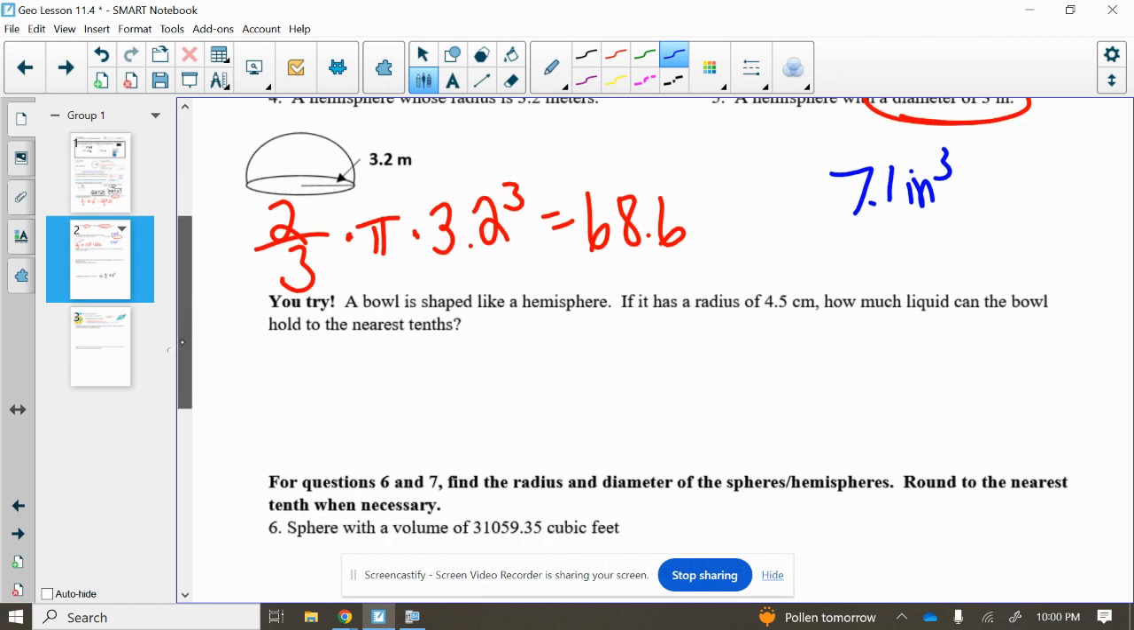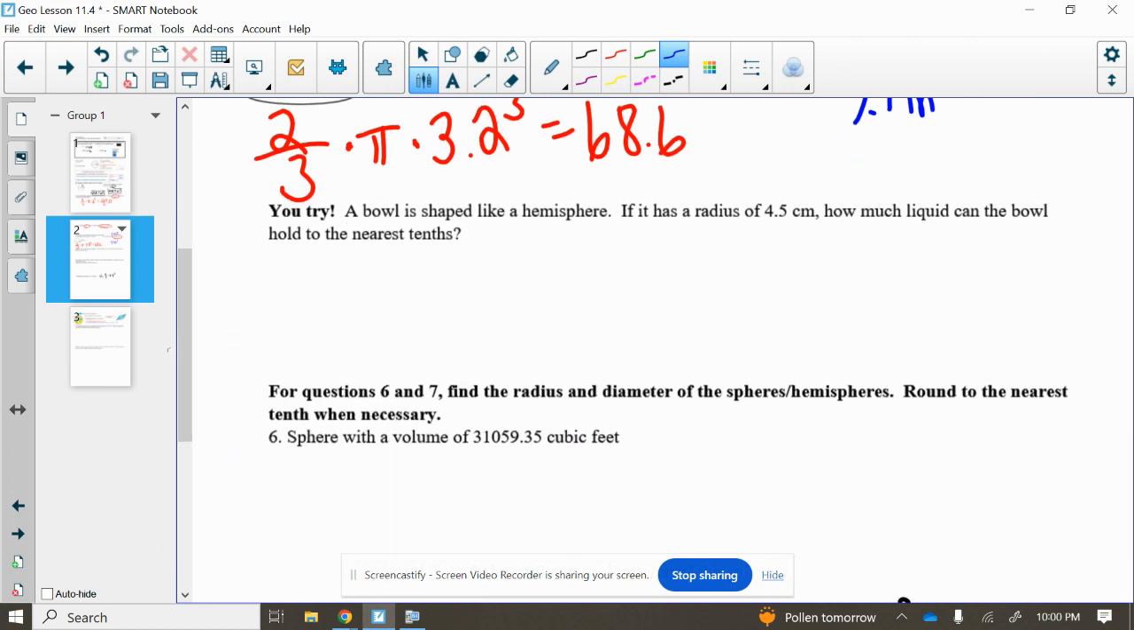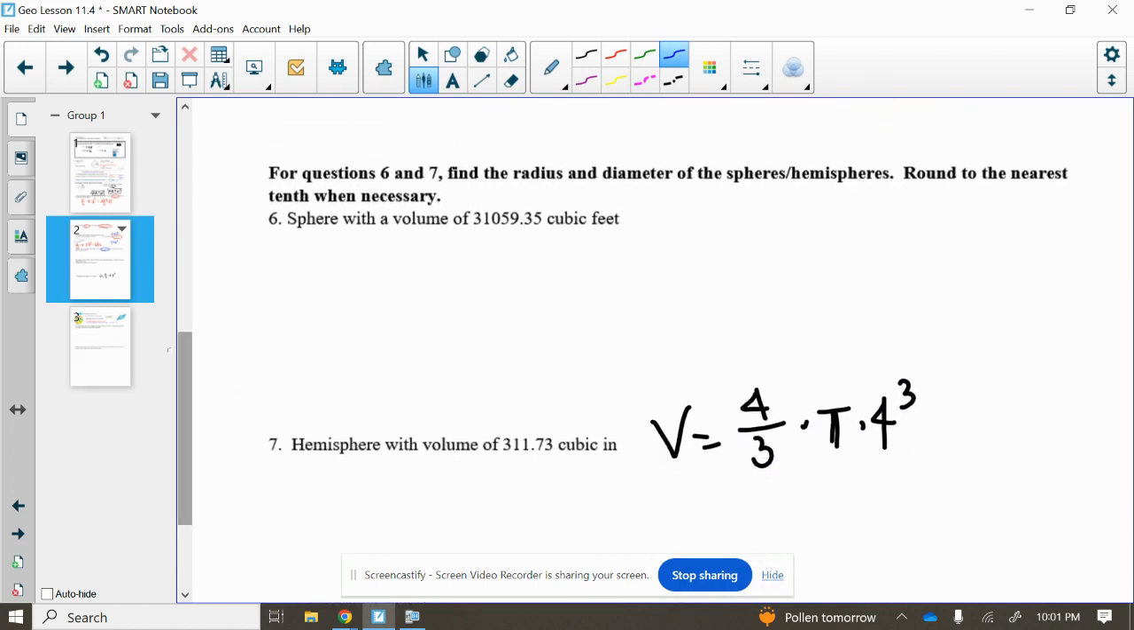Now, there is one for you to try. This time you have a bowl that is shaped like a hemisphere given this radius. What is the volume that the liquid can hold? All right, now occasionally they are going to ask us to work backwards. This time we are going to try and find the radius and the diameter of each sphere and hemisphere.